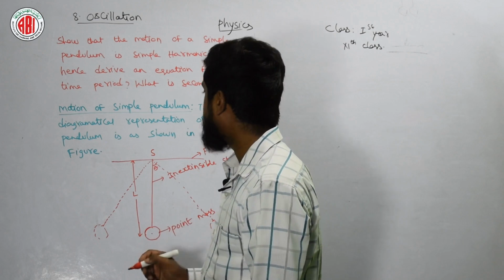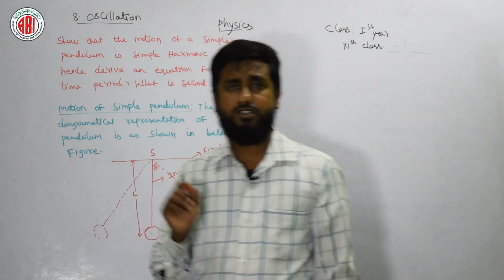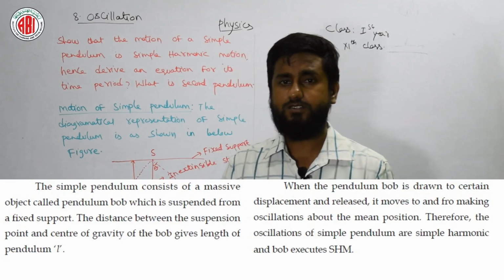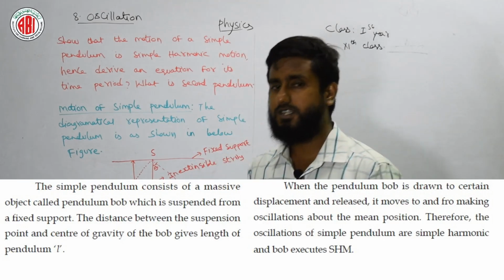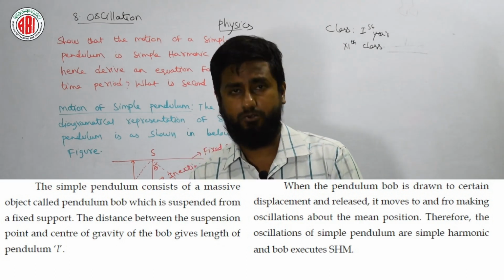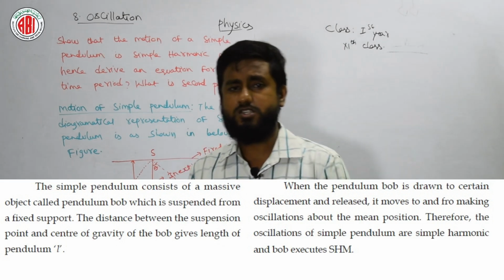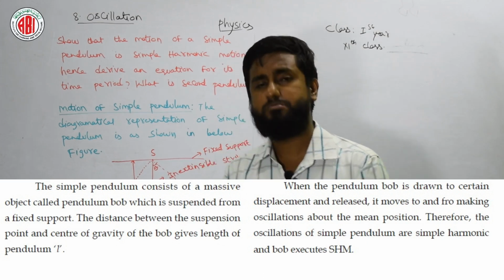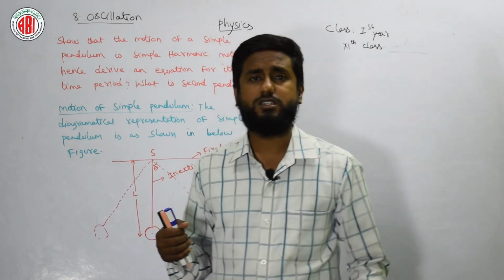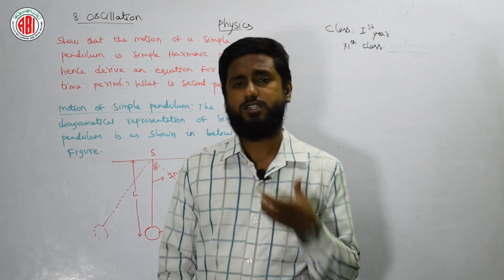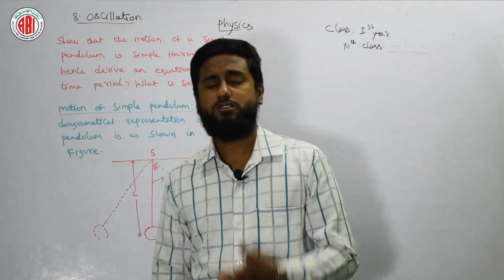Now I am going to tell a few theory parts related to this. You need to listen carefully and write in your notebooks. The simple pendulum consists of a massive object called the pendulum bob, which is suspended from a fixed support. The distance between the suspension point and the center of gravity of the bob gives the length of the pendulum L. That theory part you need to copy down and keep with you.